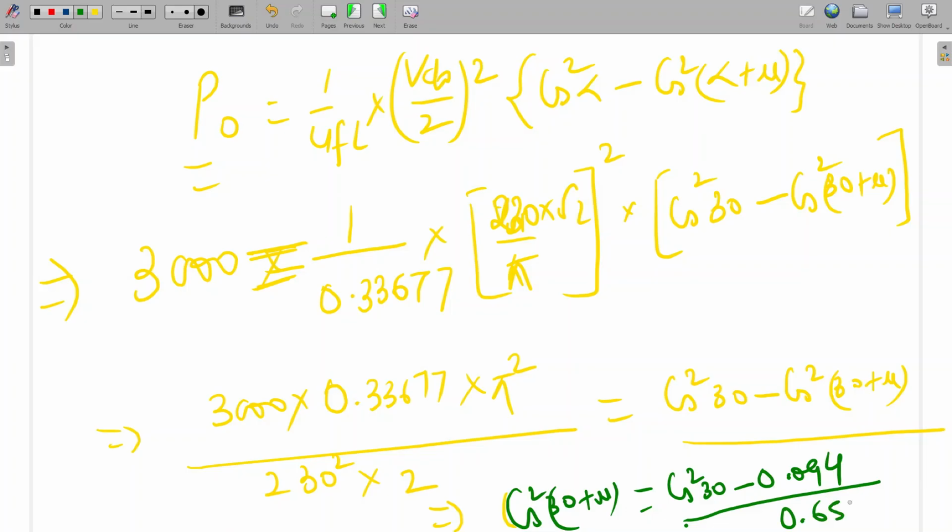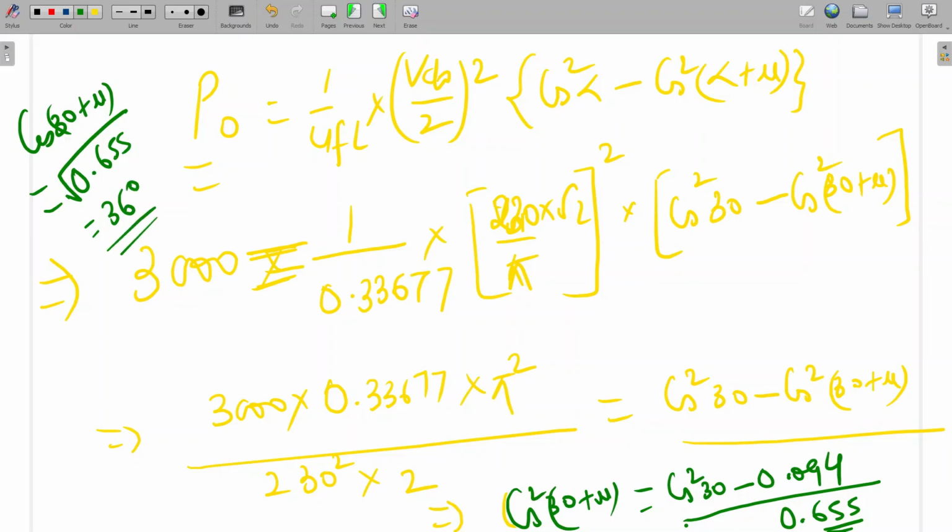So we have to take the square root of this one. That will be cos(30 plus mu), which should be equal to the square root of 0.655, which is 0.809. Then we have to take the inverse of this one. So cos inverse 0.809 will be 36 degree. 35.9 means 36 degree we are getting. So what will be the mu value? Mu will be 6 degree. That is the correct option.